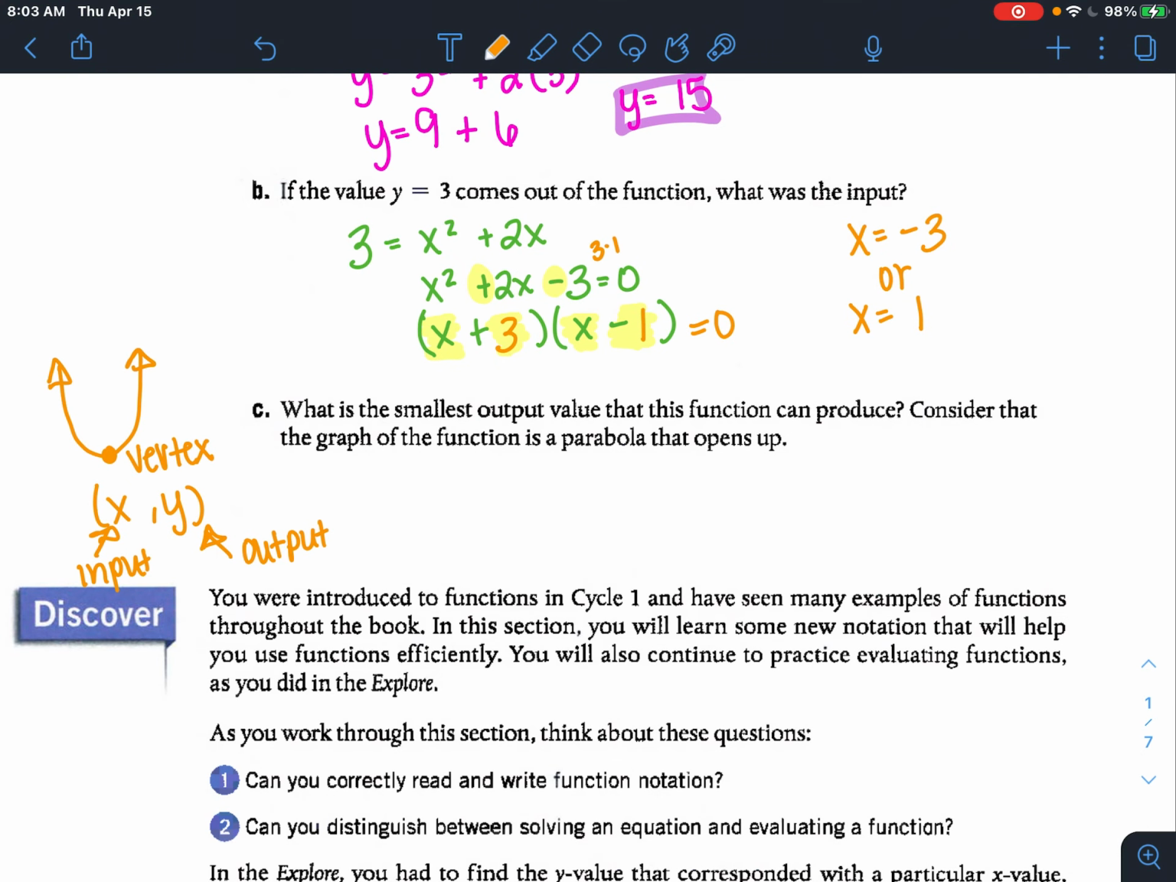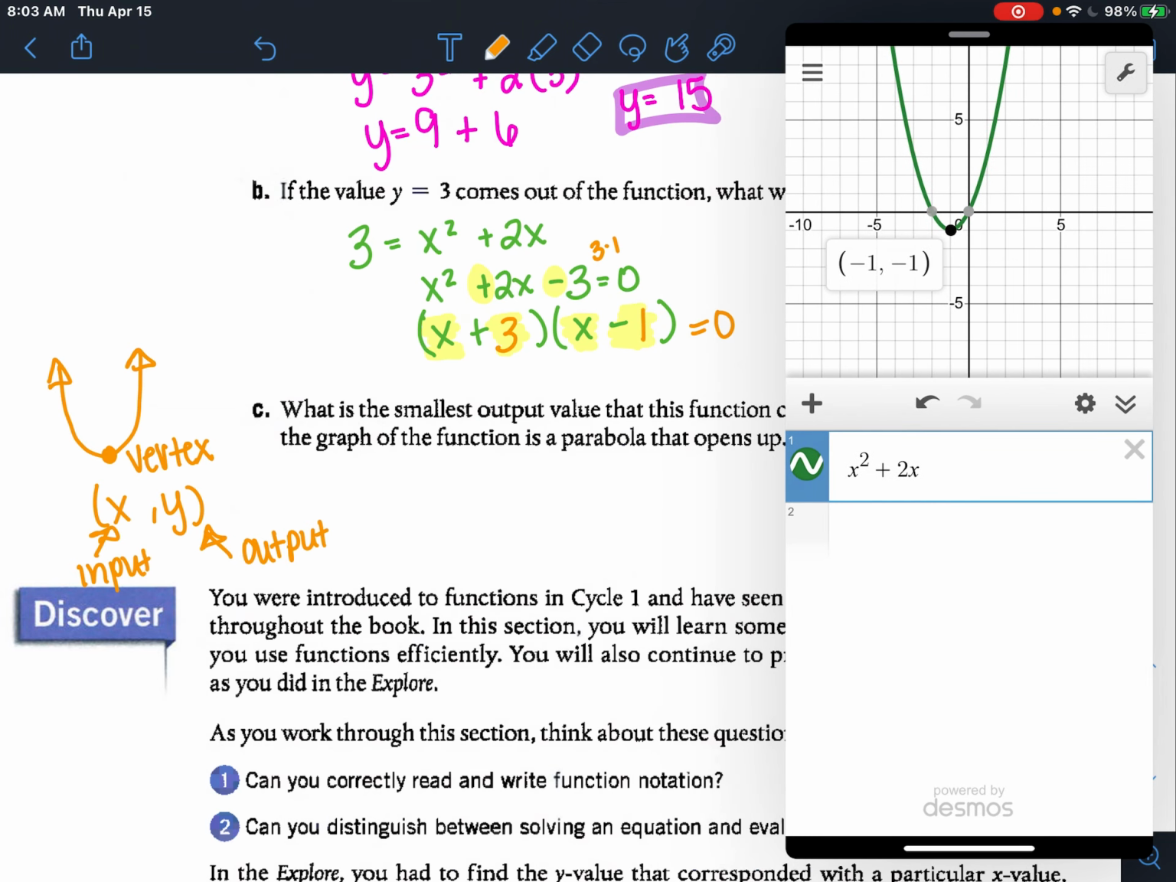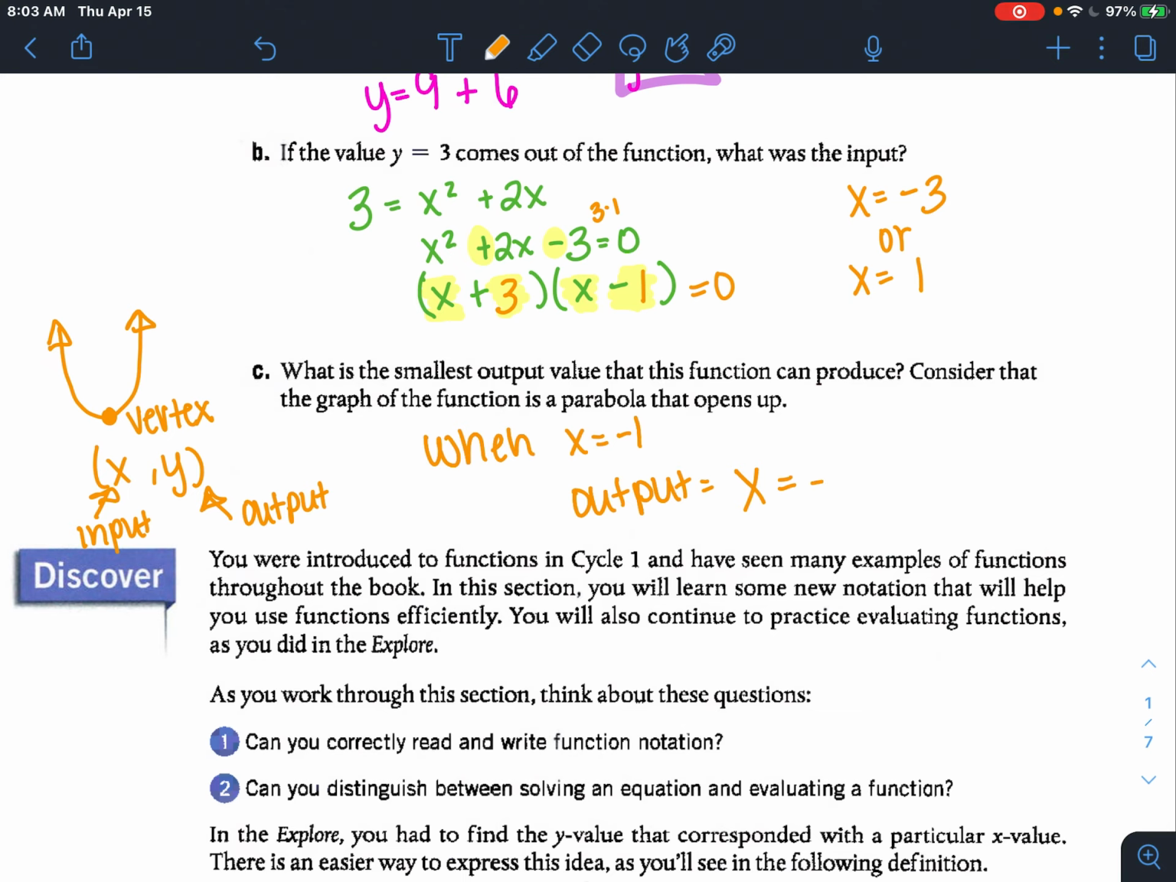I think the easiest way is to probably just graph this. So I've graphed it. I found my vertex, -1, -1. So when x equals -1 as our input, our output will be y equals -1. Okay, perfect.